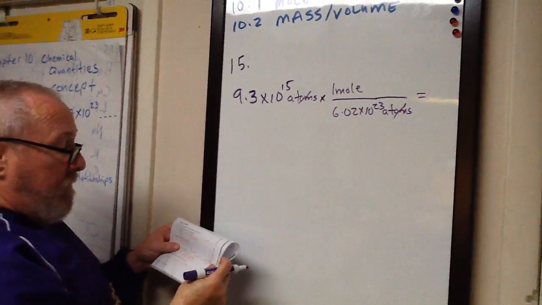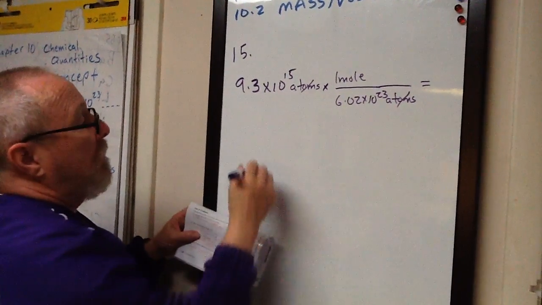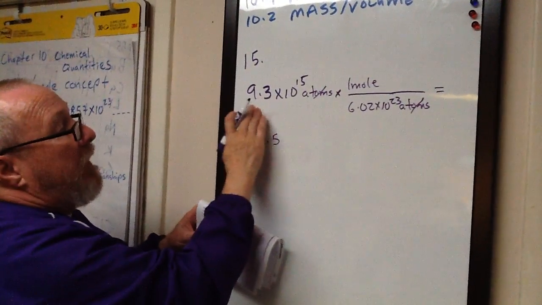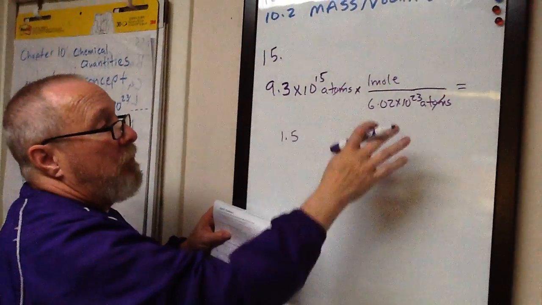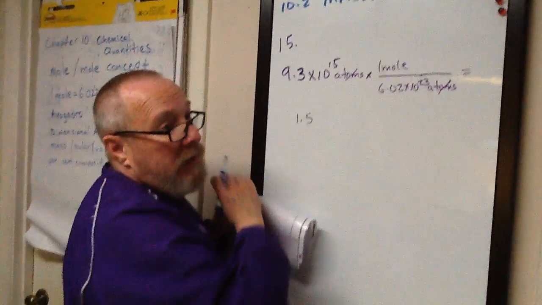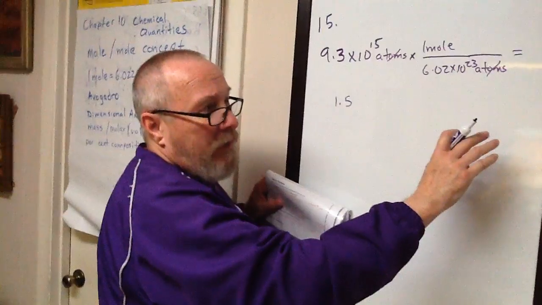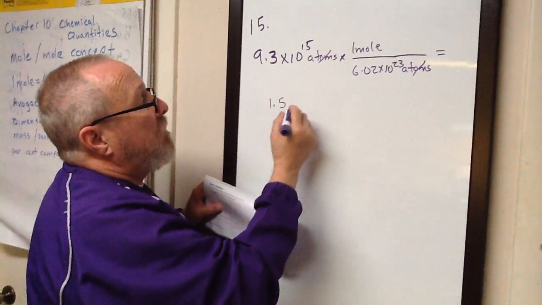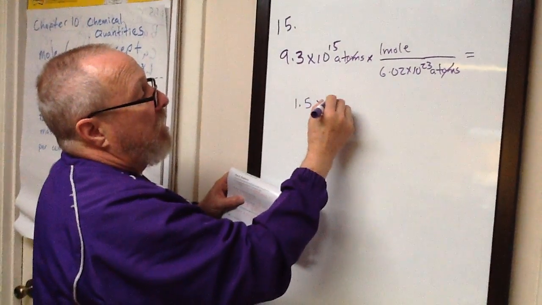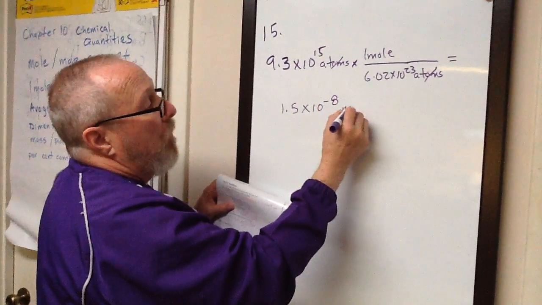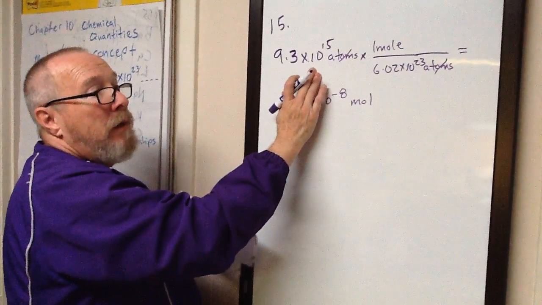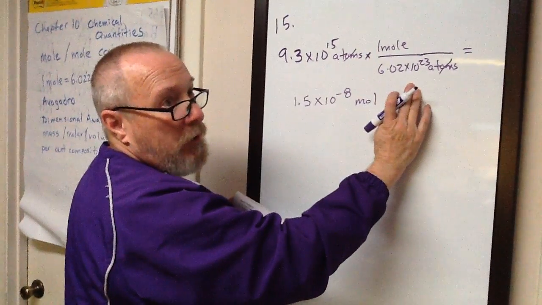And so if you do the math, you will get 1.5, because I only have 2 significant figures there, so don't give me what I like to call calculator vomit. Your calculator may spin out a bunch of numbers, but only the first 2 are significant. 1.5 times 10 to the minus 8th mole. And that makes sense because I'm taking a very big number, but I'm dividing it by an even bigger number.